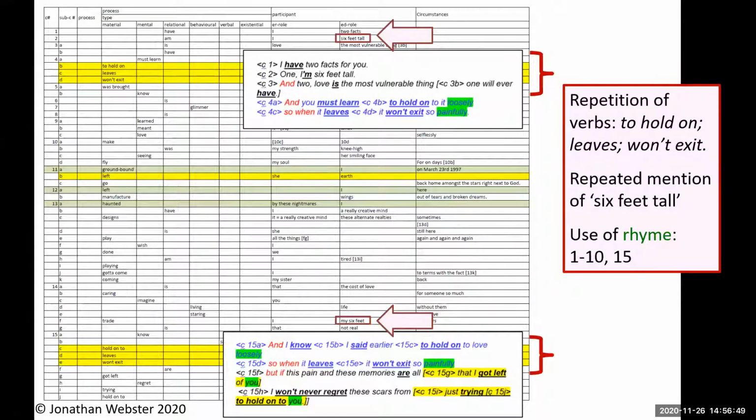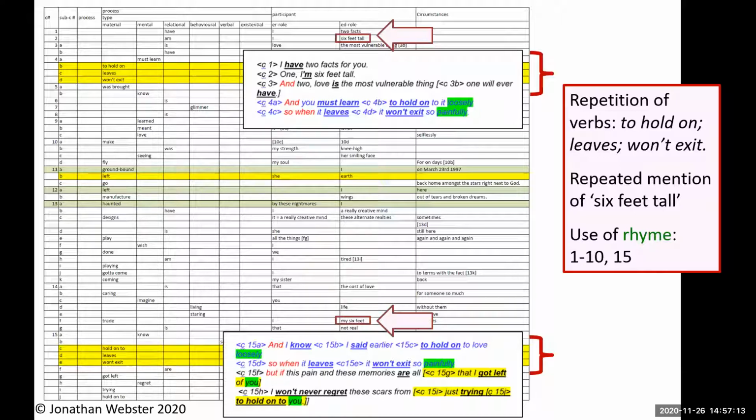So that's the spoken word performance. Now there's some things to note about what we observe. And one of the points that we see is at the beginning you have this sort of combination to hold on to, leaves, won't exit, and it's repeated at the end in sentence 15. We come back to where he began.